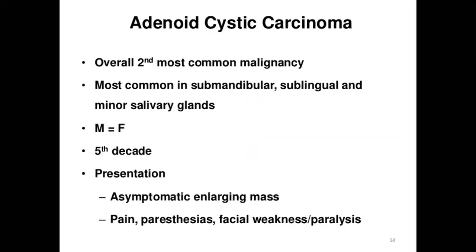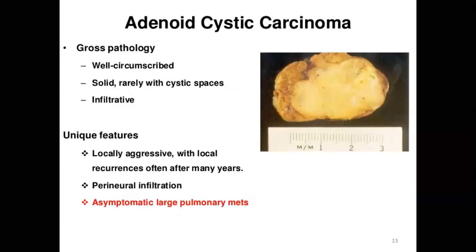Adenoid cystic carcinoma is the second most common malignancy, most common in the submandibular gland, equally found in males and females, normally in the fifth decade. Presentation is an asymptomatic, enlarging mass, with paresthesia, facial weakness, or paralysis. Adenoid cystic carcinoma is well circumscribed, solid, and rarely has a cystic basis.